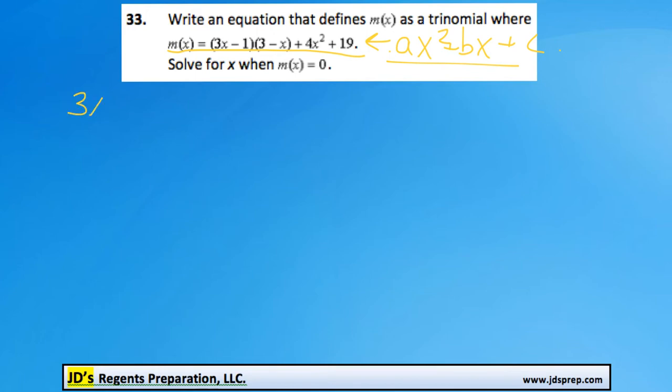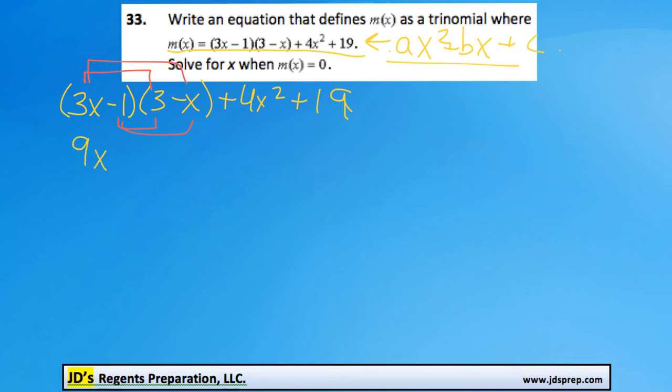So let's go ahead and get started. We've got 3x minus 1 times 3 minus x plus 4x squared plus 19. First thing we're going to want to do is use the FOIL method to get rid of all these brackets and multiply these things together. So 3x times 3 is 9x. 3x times minus x would become minus 3x squared. Negative 1 times 3 is, not positive, that would be minus 3. And then minus 1 times minus x would become positive x. And then the rest of this will still be the same.